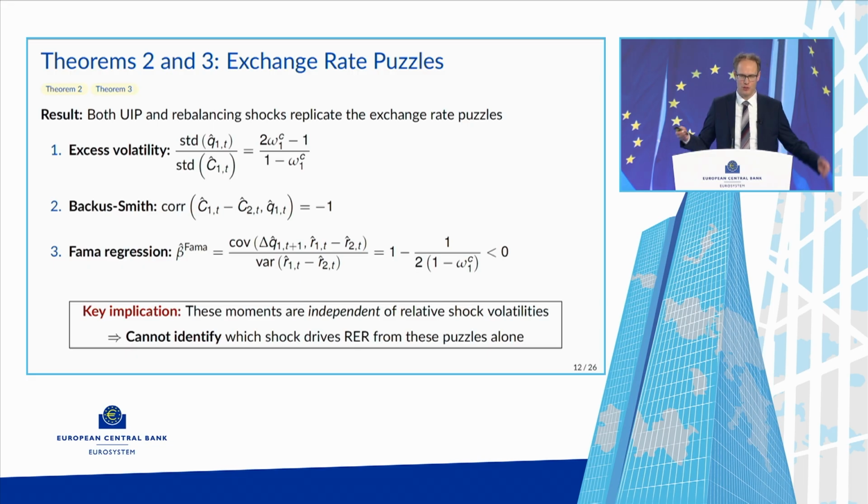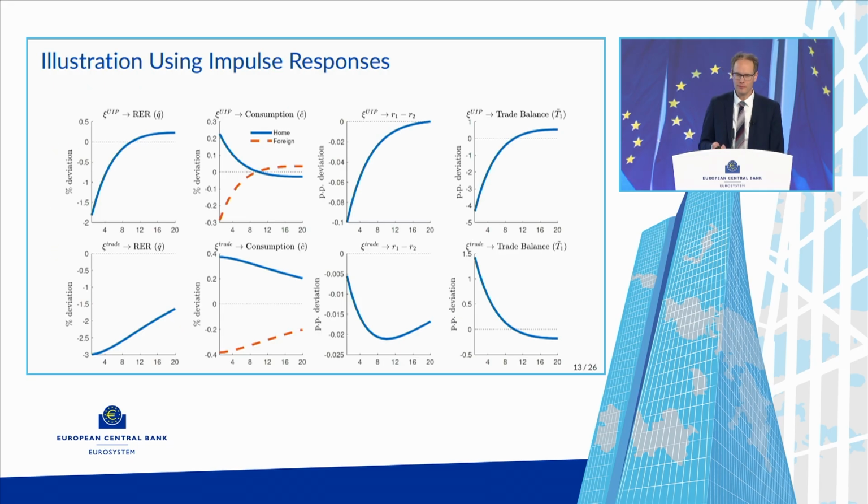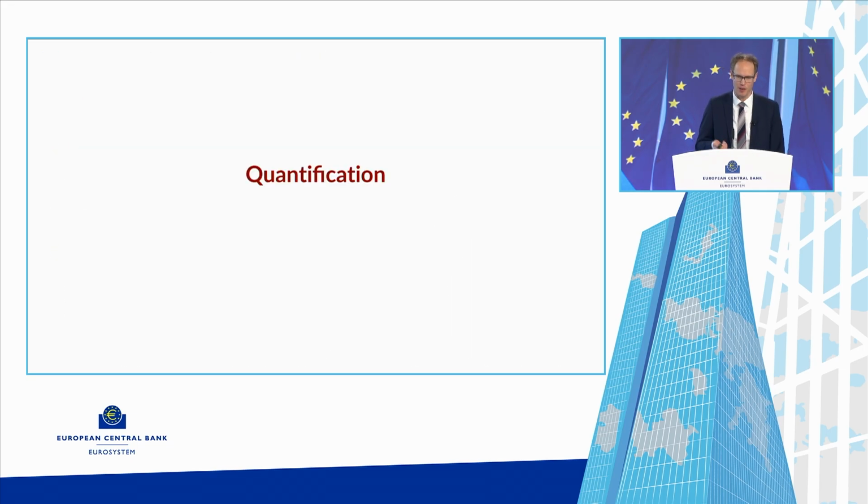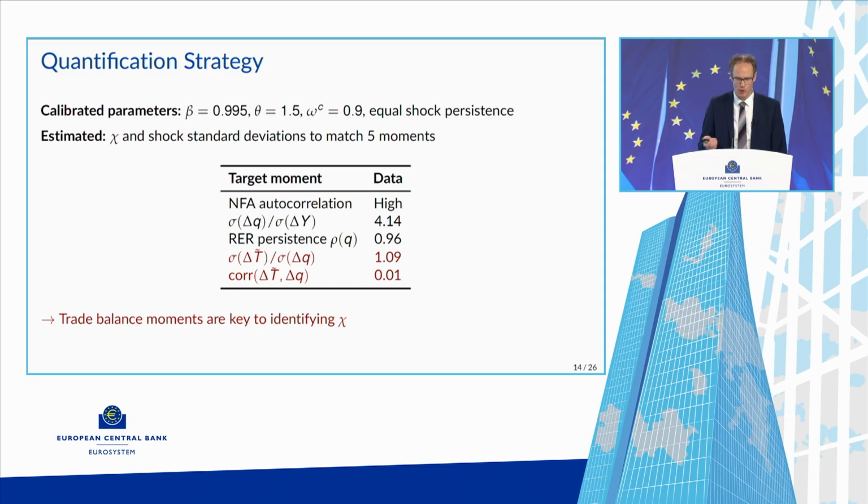They both introduce this Backus-Smith type correlation, where consumption in the country goes up and the exchange rate actually appreciates, which is something that often you don't see in a lot of macro models. And then when you look at the Fama regression, so this is about the UIP puzzle itself, you're going to find that this correlation is actually negative in our model, where often in standard models it ends up being positive and equal to 1.